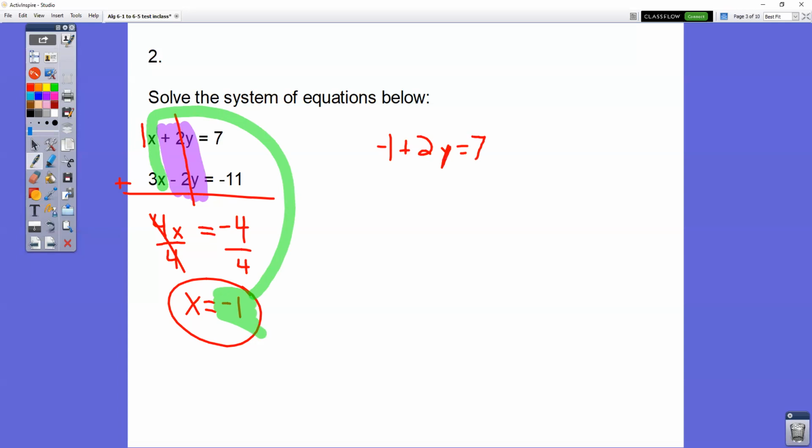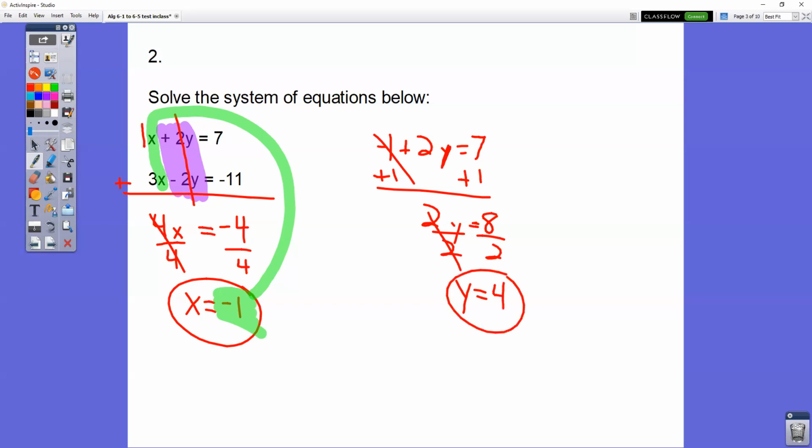So now I'm going to solve this equation: plus 1, plus 1. So I have 2y equals 8. Divide by 2, divide by 2, and you get y equals 4. So my two answers are x equals negative 1 and y equals 4.